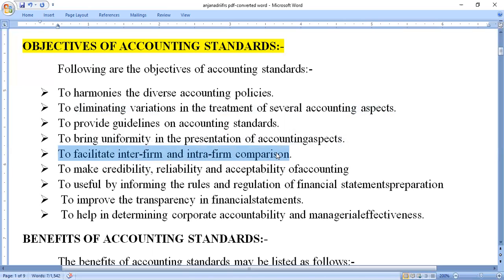Inter-firm means you compare these books of accounts with another. For example, X company is going to compare its books of accounts with Y company. Intra-firm comparison means in this business organization they compare one branch with another branch. So this facility is provided by the accounting standards.